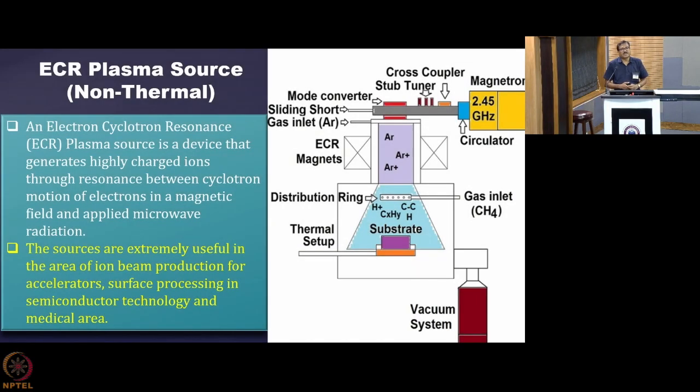Now comes the ECR plasma generation. This is a very important source for many applications. What you are seeing here is the region where you have applied a magnetic field. This is producing an axial magnetic field, and you are putting some microwave into this plasma region.